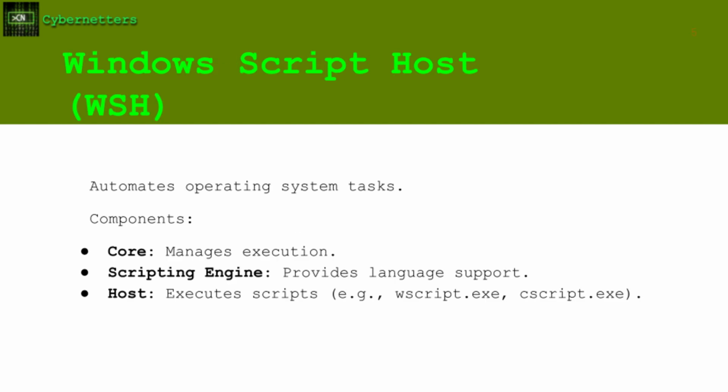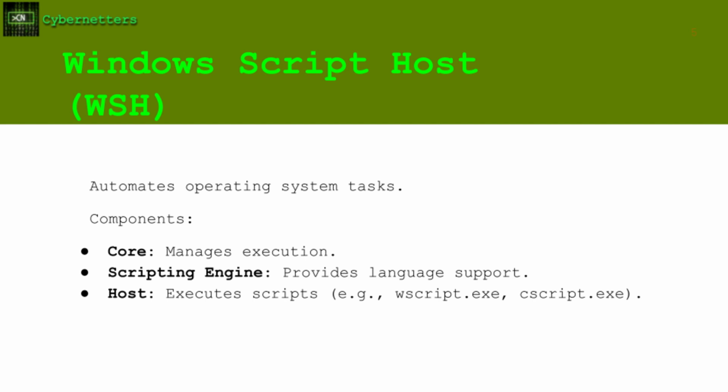Let's dive into Windows Script Host, or WSH, the tool that helps automate operating system tasks. Think of WSH as the central command center for running scripts on Windows. It has three key components. First is the core. This is like the control room, managing the overall execution of your scripts. And then you have the scripting engine. This provides the language support, kind of like a translator, making sure the script's instructions are understood. And then you have your host. This is the execution platform, the one actually running your scripts.